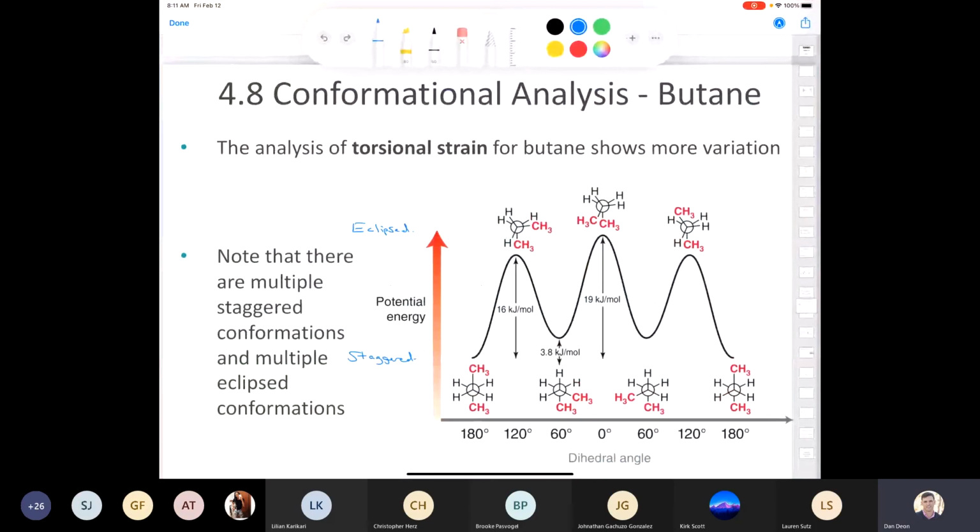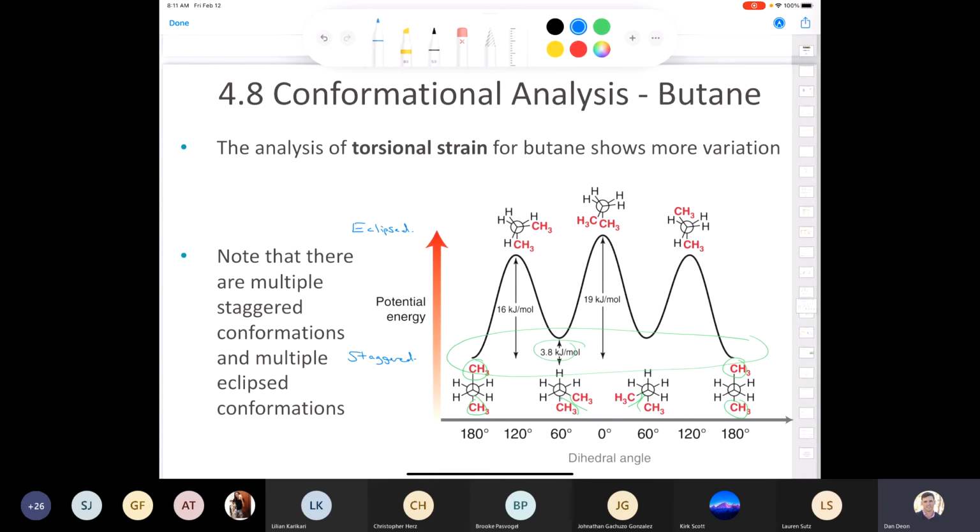Okay, we're back on the slide now. Let's again analyze the three staggered conformations. When the two methyls are as far away from each other as possible, those are lower in energy than when the two methyl groups are still staggered but close to each other. There's a name for that interaction, which I'm going to talk about in a second. You can see that the cost of energy is 3.8 kilojoules per mole.